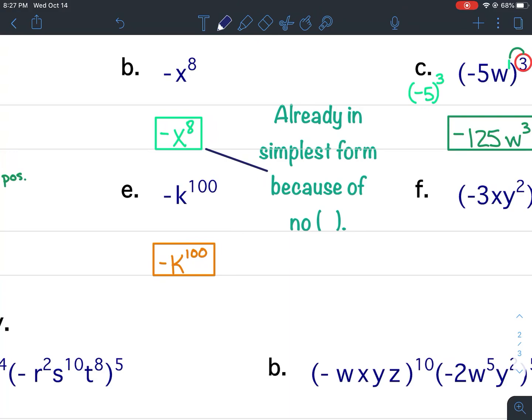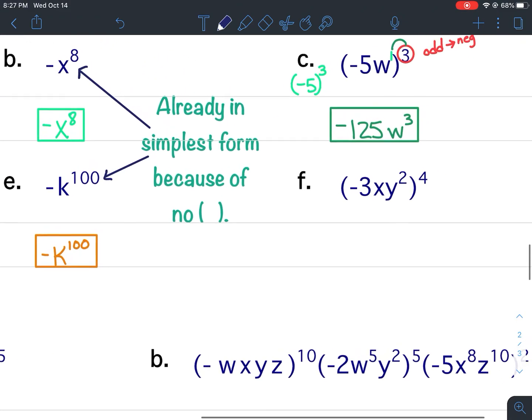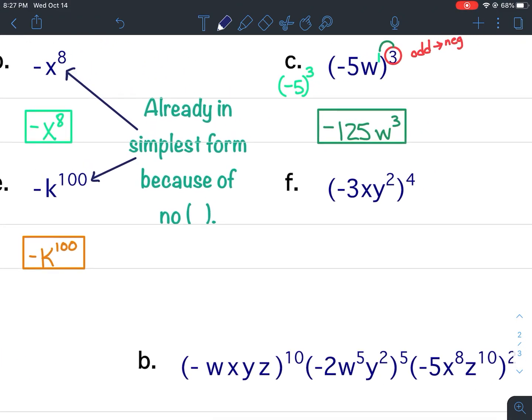Or I guess I should actually point it to the original numbers. Okay. For F, I have an even exponent. Therefore, I'm going to get a positive answer. An even exponent is going to give me a positive answer. So I'll write my -3 in parentheses with the 4.